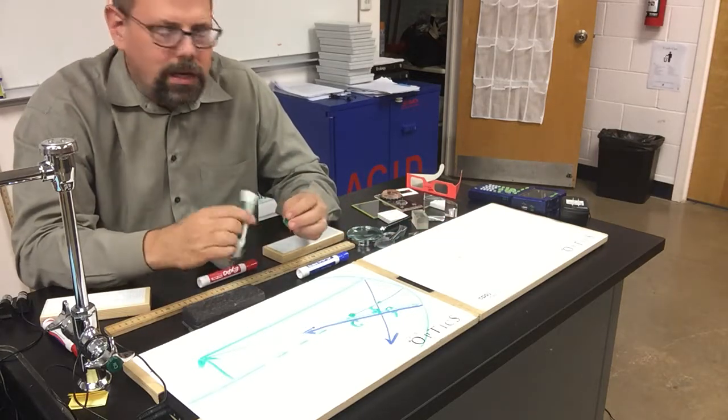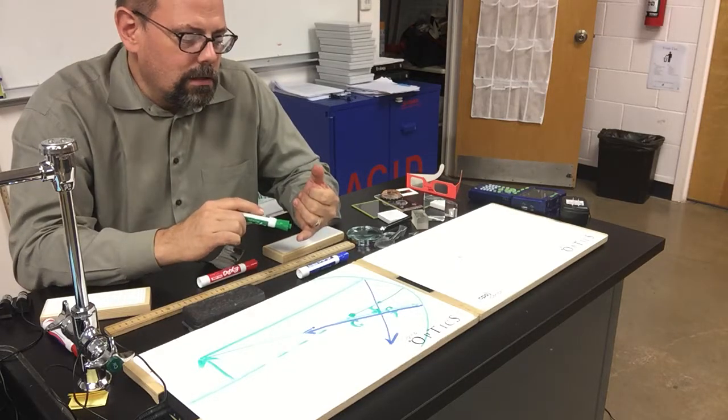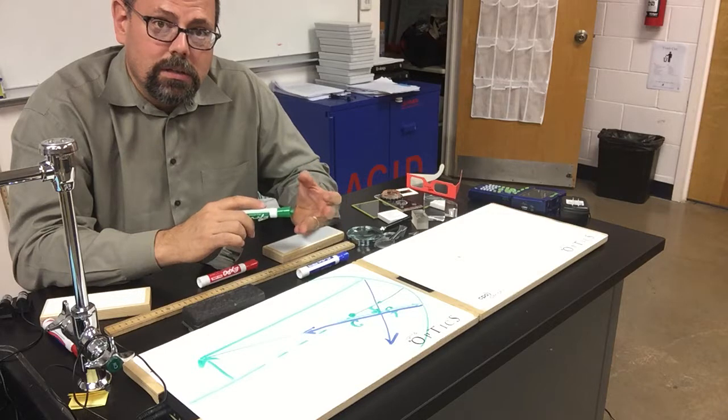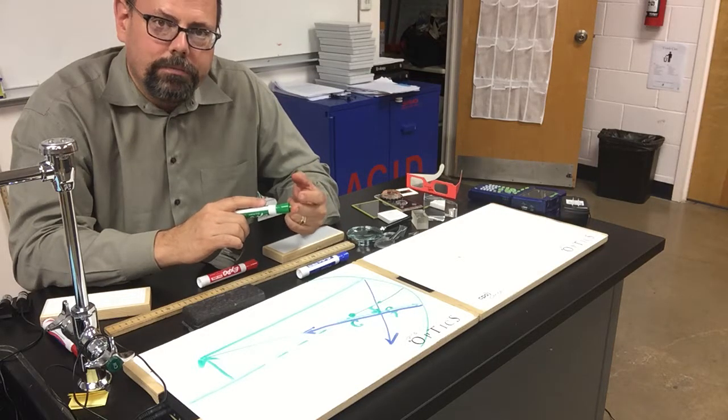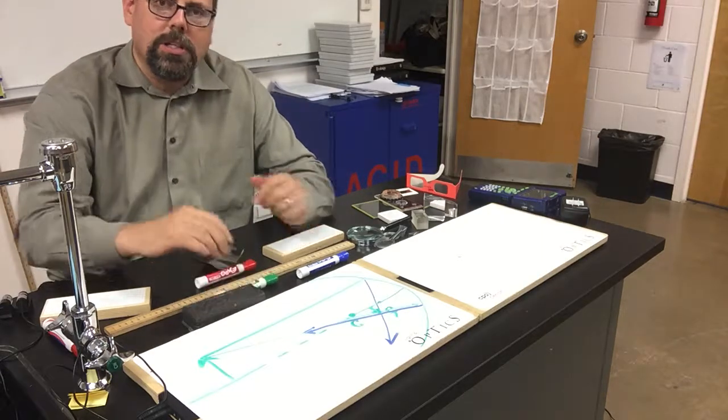So those are the three kinds of ways we could talk about the image that's made. Is it magnified or reduced? Is it inverted or upright? And is it imaginary or real? Okay, so those three things are things that we know about light and the images they make through a mirror.